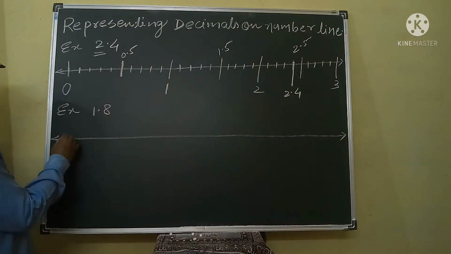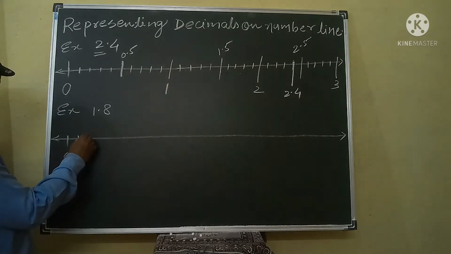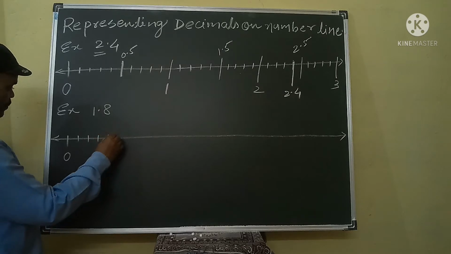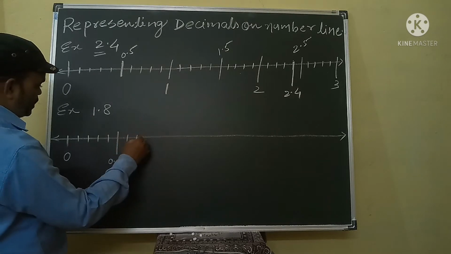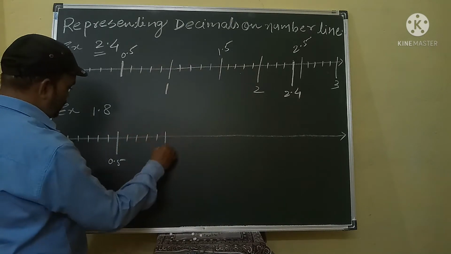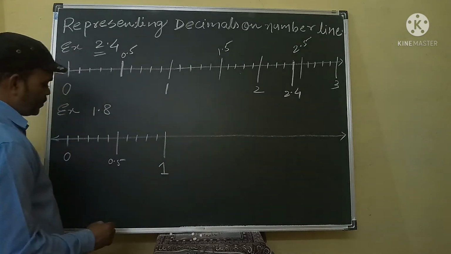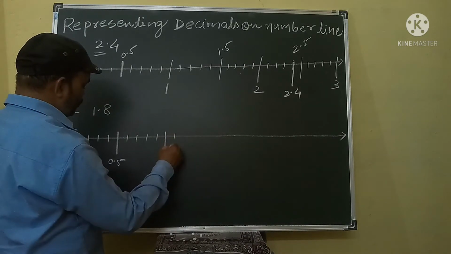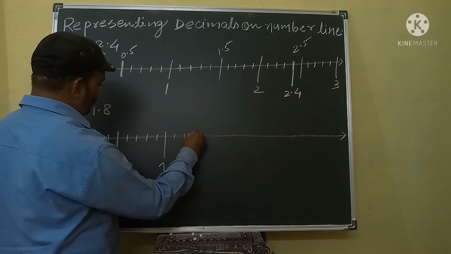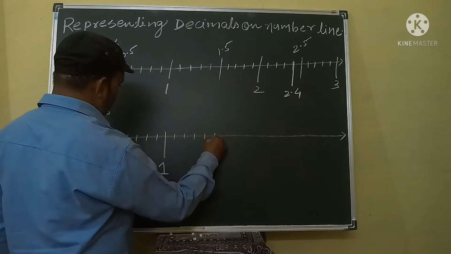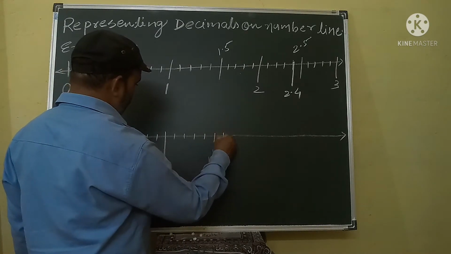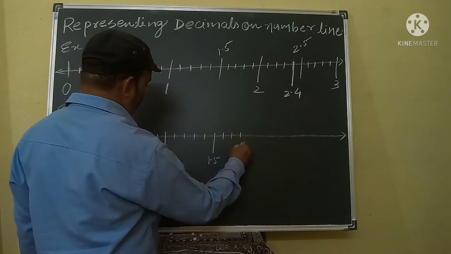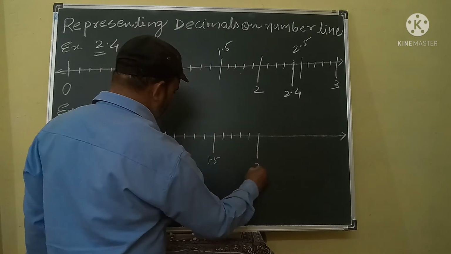Okay. Then after this is 0, 0.1, 0.2, 0.3, 0.4, this is 0.5, 0.6, 0.7, 0.8, 0.9, and this is 1. Okay. Then after this is 1.1, 1.2, 1.3, 1.4, and this is 1.5. Then after this is 1.6, 1.7, 1.8, 1.9, and this is 2.